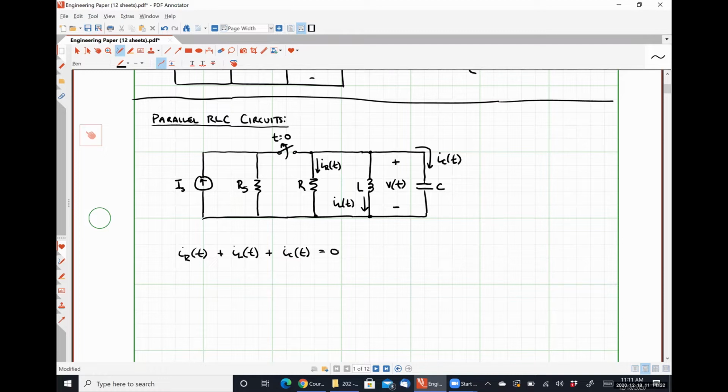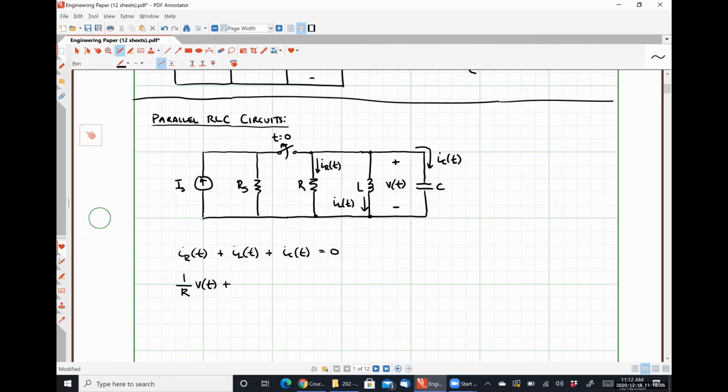Just straightforward application of Kirchhoff's current law. Now, we can relate all 3 of those quantities to that common voltage that occurs over all of those elements. So the resistor current expressed in terms of the voltage drop is just by Ohm's law. So if V is equal to I times R, then I is simply V over R. So we're going to have 1 divided by R multiplied by V of t.